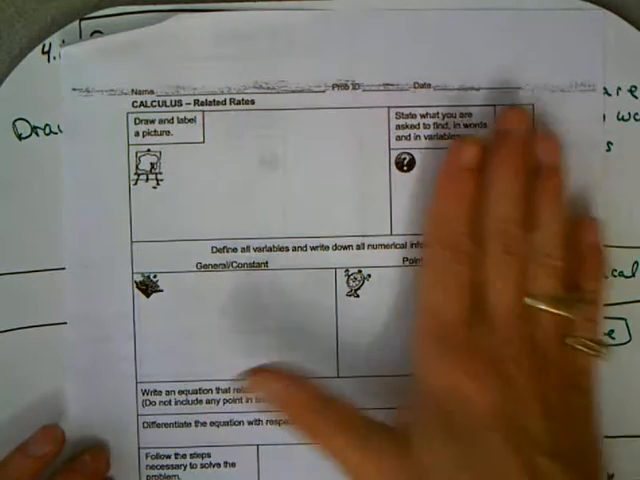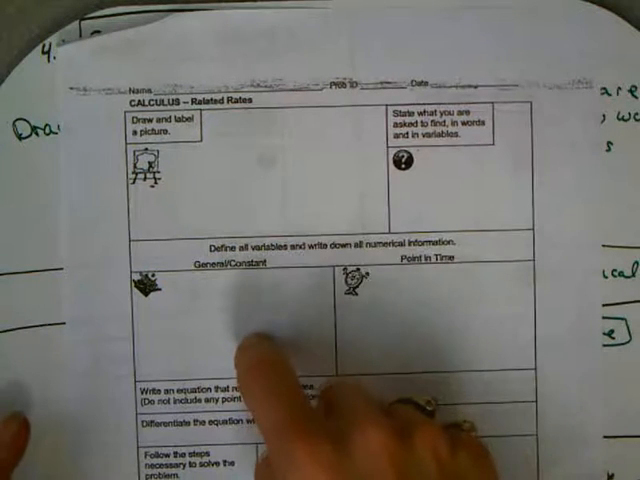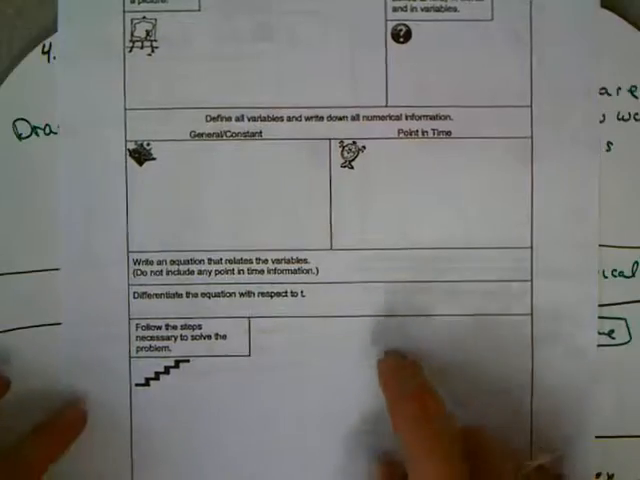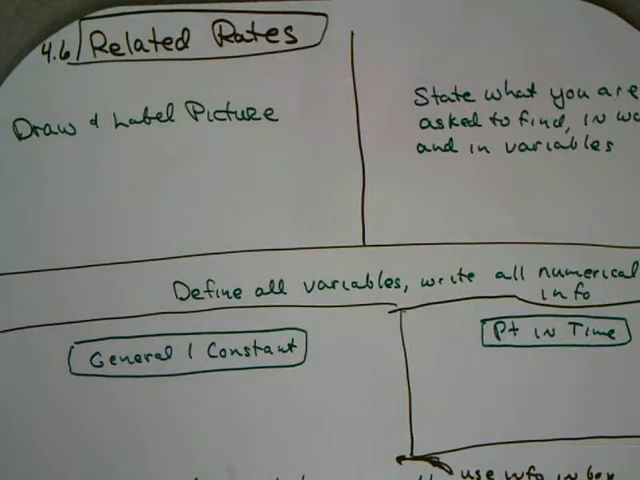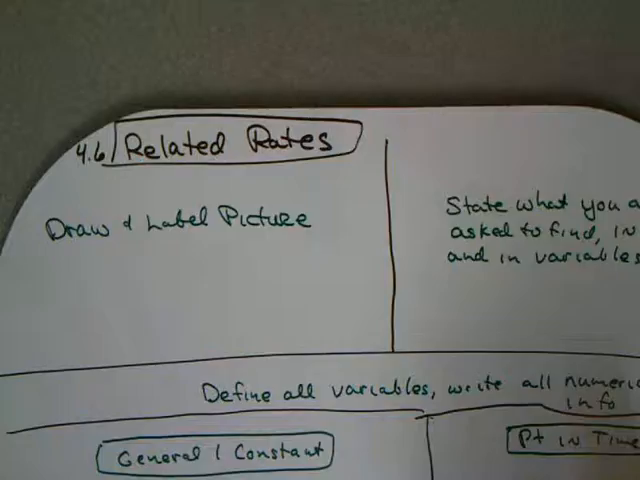Then we're doing just like the max-min problems. We take the derivative, but we have to do it with respect to time, and then we'll put in our point of time information to answer the question. So this is the general form that you're going to use. I've put it on a large whiteboard so that we can work through this together, and let's see how this works out.